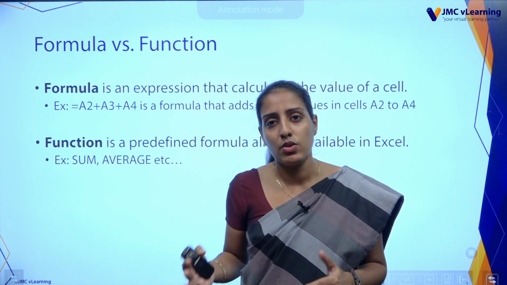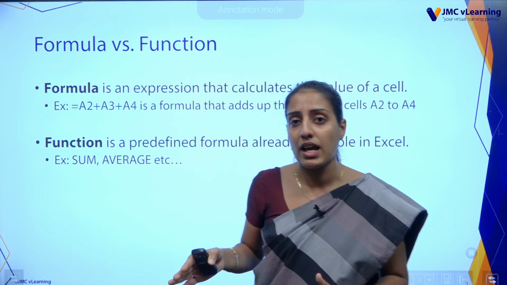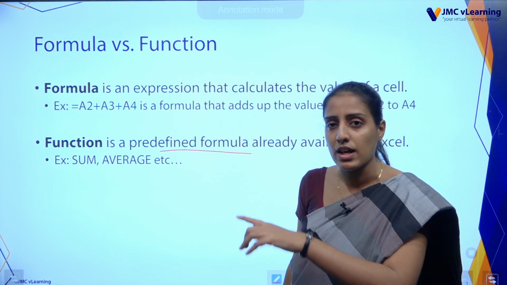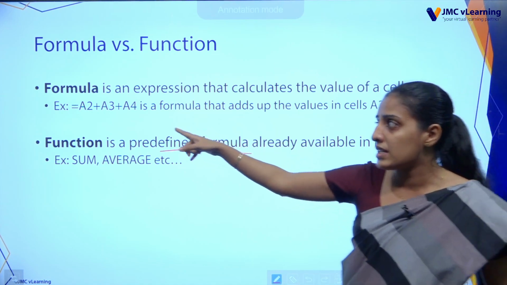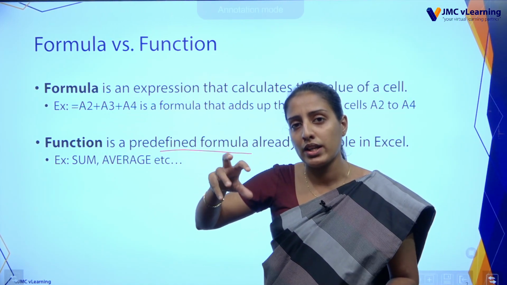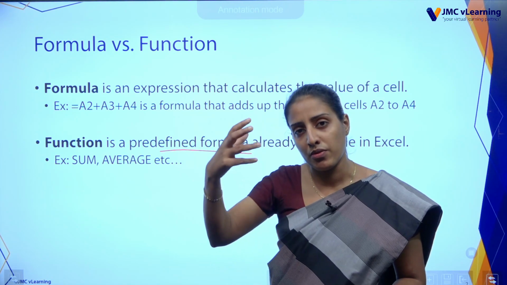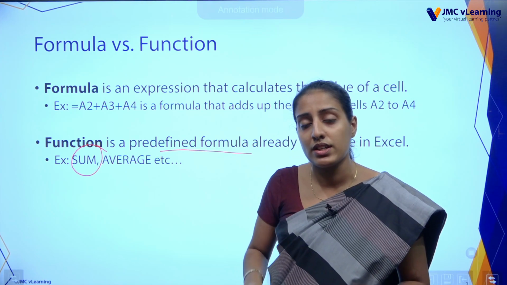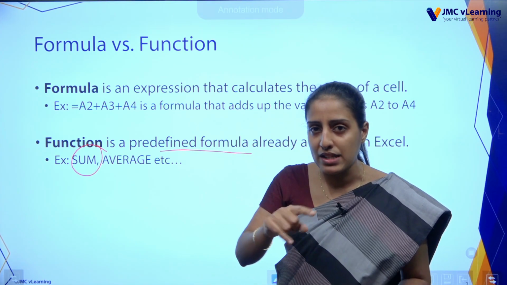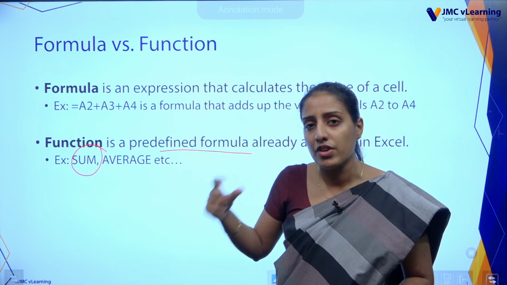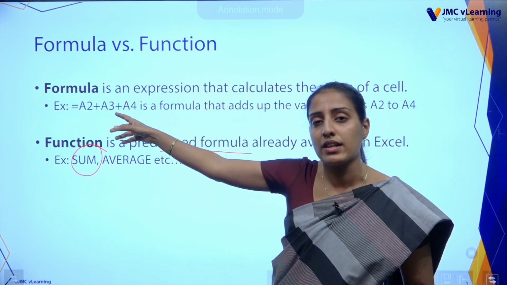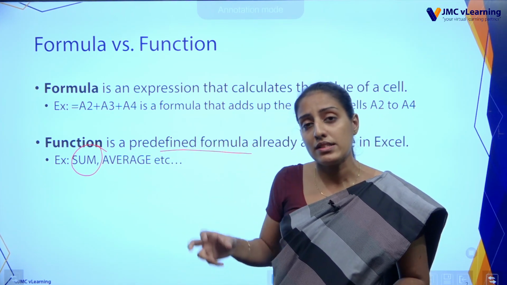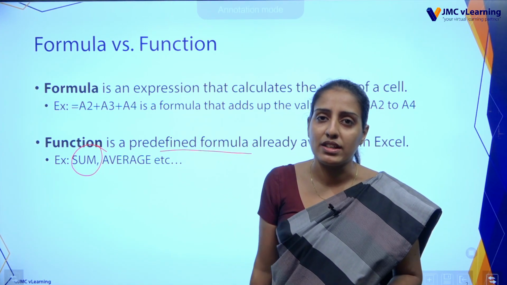Sometimes in Excel you have some formulas that are predefined. Remember, this is really important: predefined formulas. That means if you want to get the total or sum of the cells, we use the sum function. We are not using it as a formula. If you are using only the plus sign to get the total, we call that a formula. But if you are using sum instead of the plus sign, we call it a function.